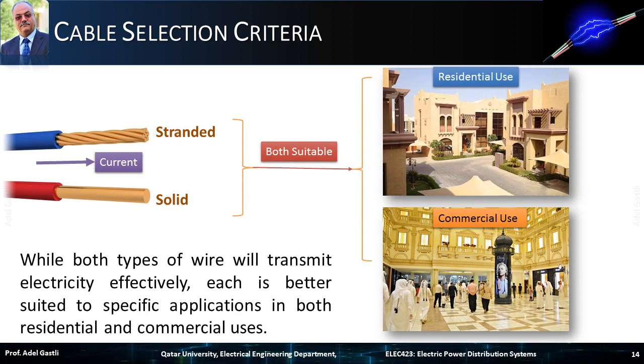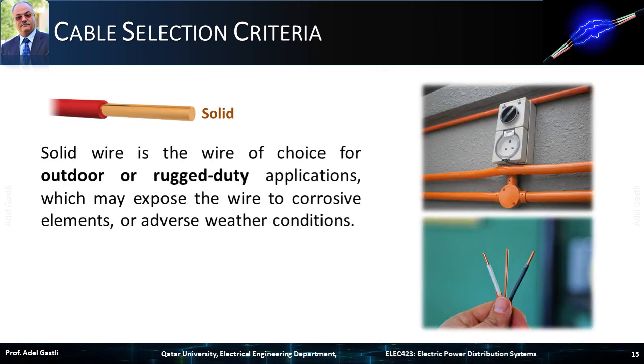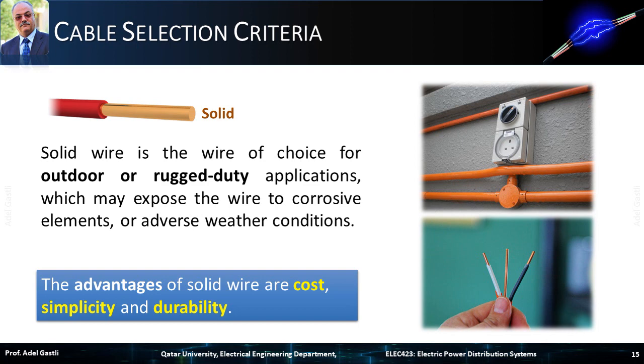While both types of wire will transmit electricity effectively, each is better suited to specific applications, in both residential and commercial uses. Solid wire is the wire of choice for outdoor or rugged duty applications, which may expose the wire to corrosive elements, or adverse weather condition. The main advantages of solid wire are cost, simplicity, and durability.